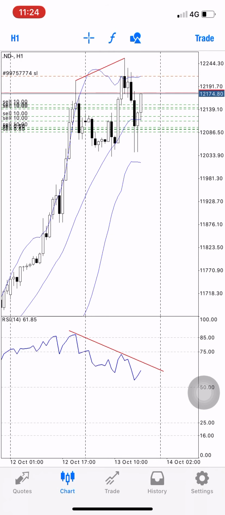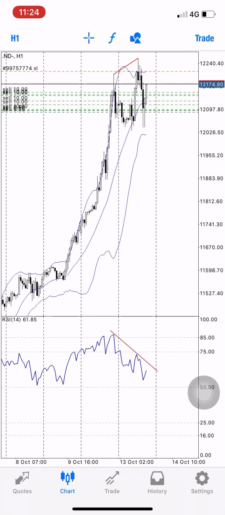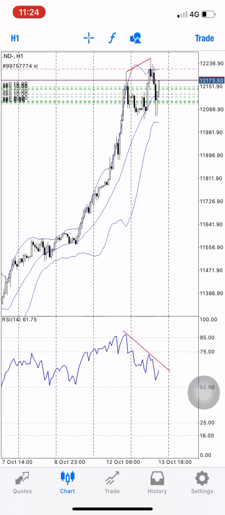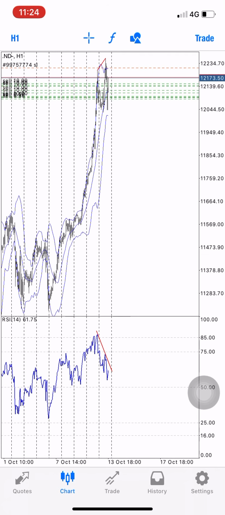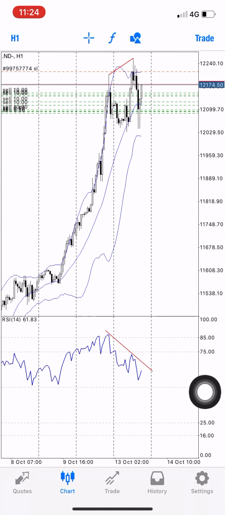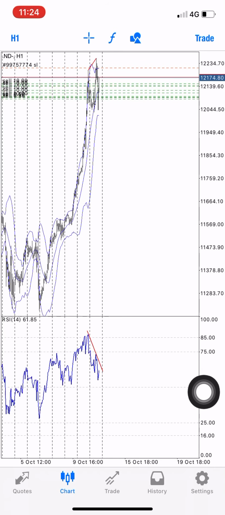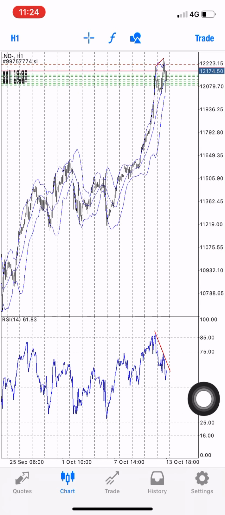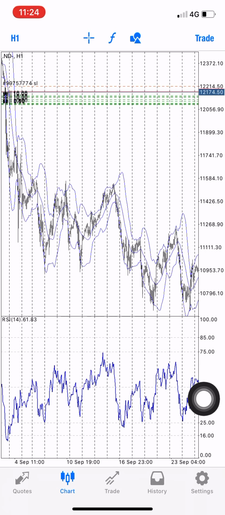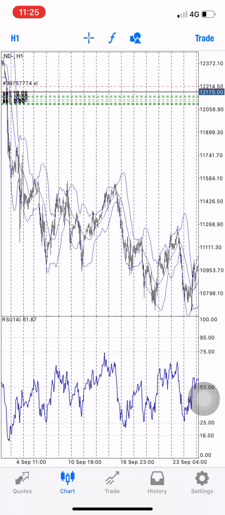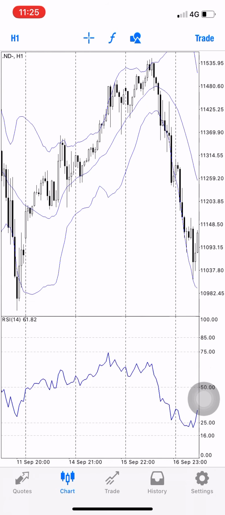Although the RSI is dropping, the momentum is dropping, the price still goes up. It means that the market maker is trying to get some orders before it drops the price. I'm not sure. So yeah, I'll show you a little bit more.